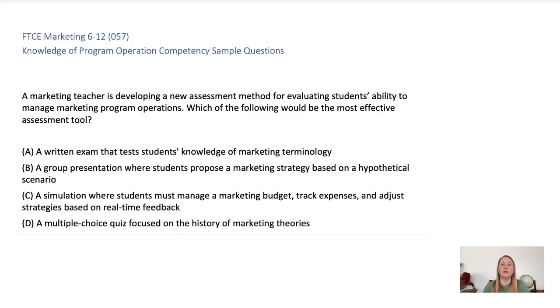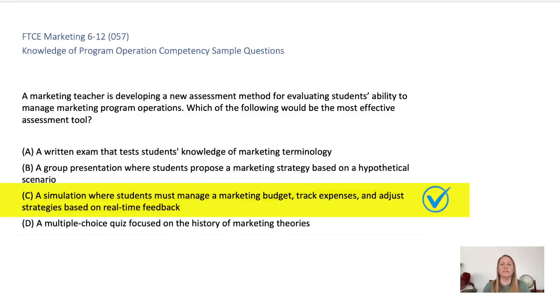A. Written exam on terminology is incorrect. This tests memory, not application. B. Group presentation on a hypothetical strategy is incorrect. While creative, it lacks the hands-on management and decision-making aspect needed to assess operational skills. D. Quiz on marketing theory is incorrect. This focuses on past theories, not present-day skills.